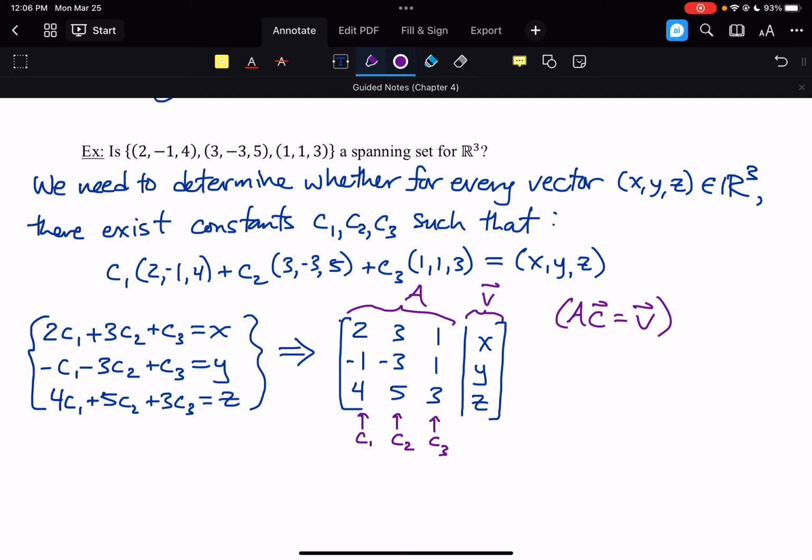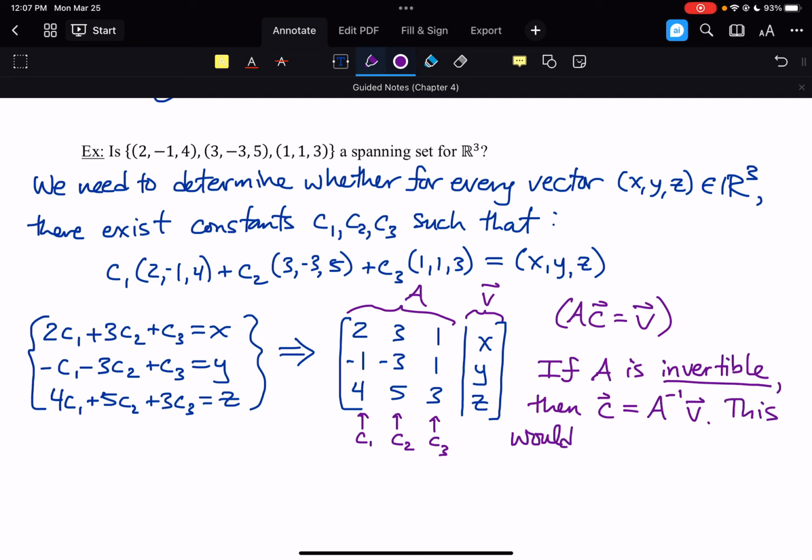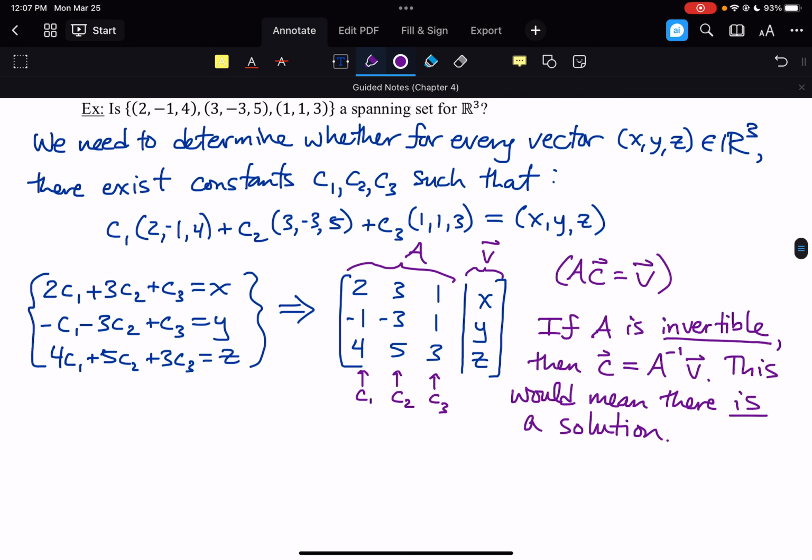Now, this matrix in particular is a square matrix, a 3 by 3 matrix. So we can talk about that a little bit differently. We know that if A is invertible, because this is a square matrix, then the C vector with all the C1, C2, and C3 would be equal to A inverse times V. This would mean there is a solution. So alternatively, if we can just show that this square matrix here is invertible, that means that there is a solution for C1, C2, and C3, so this does form a spanning set.